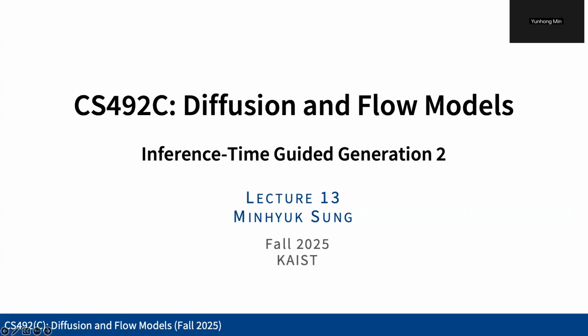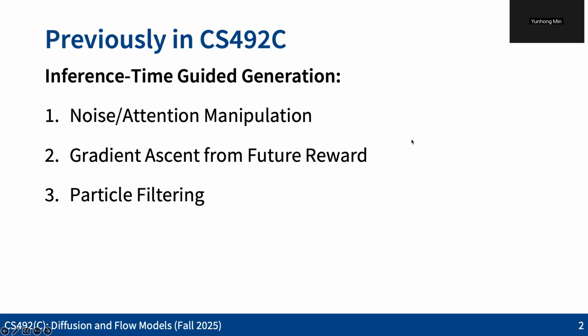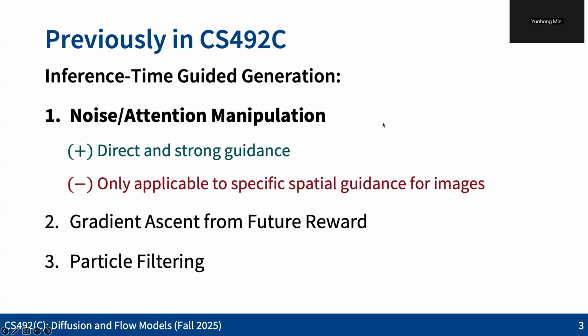While there are lots of techniques for that, I mainly introduced three categories. The first was about manipulation of the score and the attention. There are some engineering ideas in terms of how we can manipulate intermediate layers of the neural network, or the output of the neural network. Those are cases where we can provide direct and strong guidance.